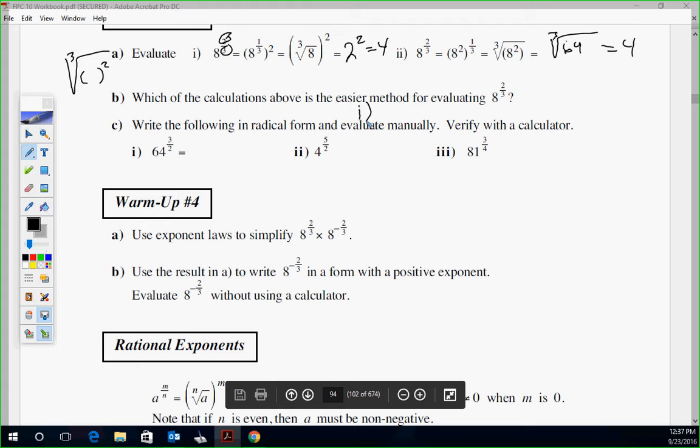So write the following in radical form and evaluate manually. Verify with the calculator. So here, what I would do is write this as 64 to the 1/2 cubed. So 64 to the 1/2 really means what? The square root of 64. What's the square root of 64? 8. So now we can write it as 8 cubed. And that would be 512, correct.